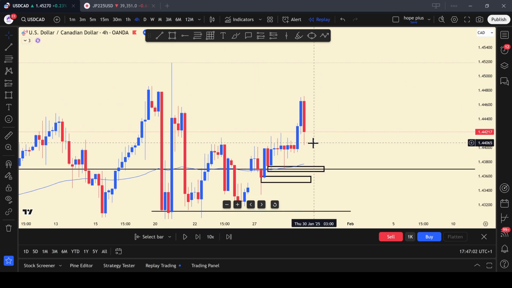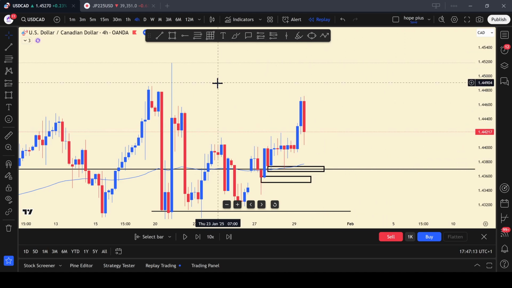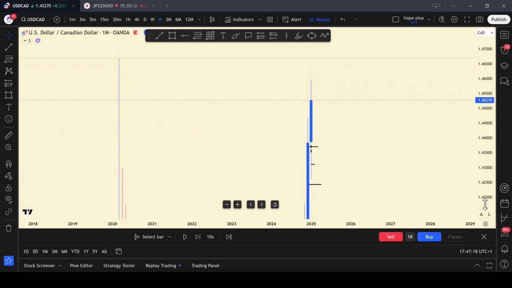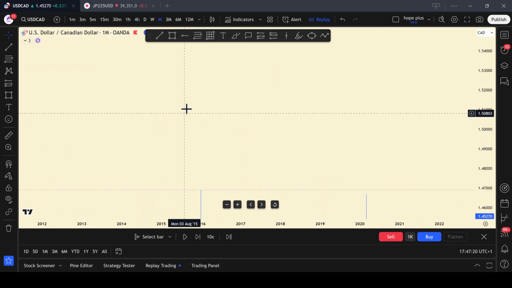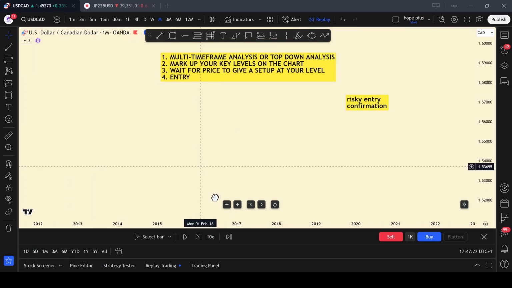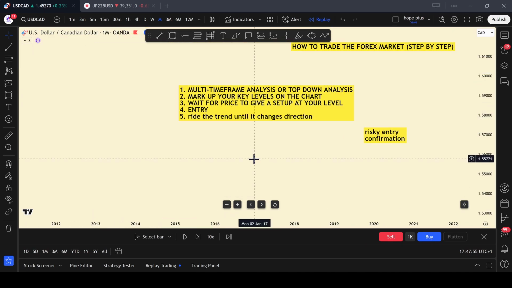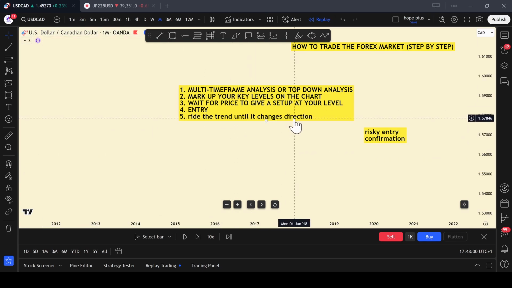But what I'm saying is you can add to your winning trade, add to your winning direction, add to the winning portfolio. So on this day, that takes us to the 5th setup step. The 5th step is simply to ride the trend until it changes direction. So now you know that the USD card is bullish.